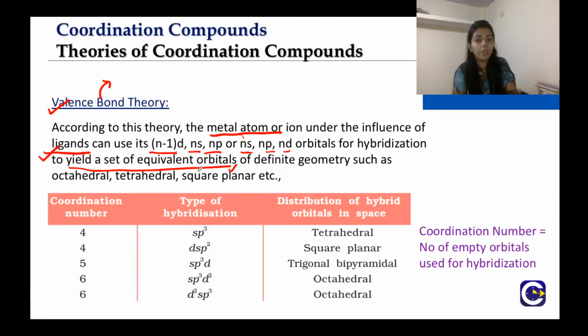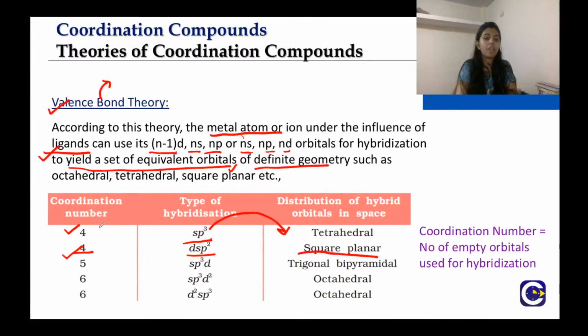Now these sets of equivalent orbitals, equivalent meaning similar in energy, will occupy a definite geometry. What are those geometries? Tetrahedral, octahedral, square planar, etc. So you need to remember which type of hybridization has which type of geometry. If the coordination number of the metal is 4 and the hybridization is sp3, the geometry will be tetrahedral. If the coordination number is 4 and the hybridization is dsp2, then the geometry will be square planar. If the coordination number is 5 and the hybridization is sp3d, then the geometry will be trigonal bipyramidal.